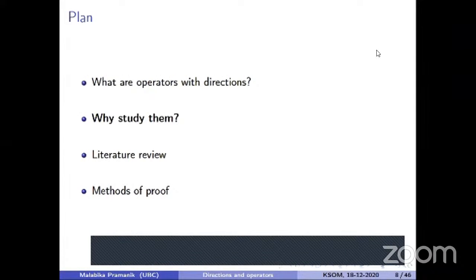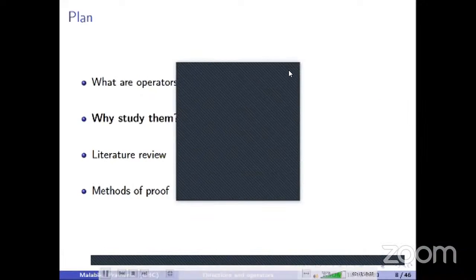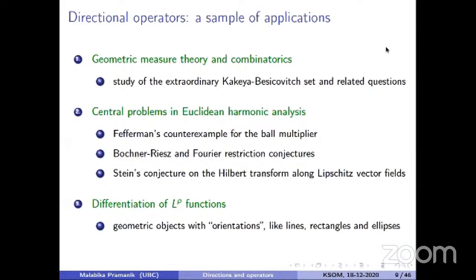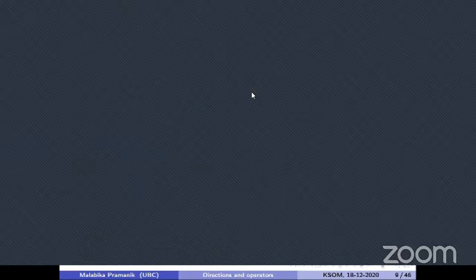In this segment of the talk, we will address the question, why should we study directional maximal operators? Here is a brief sample of mathematical applications where directional operators play an important role. In the fields of geometric measure theory and combinatorics, directional operators are perhaps most well known in the study of sets containing many lines, for example, the extraordinary Kakeya-Besicovitch set and its variants.